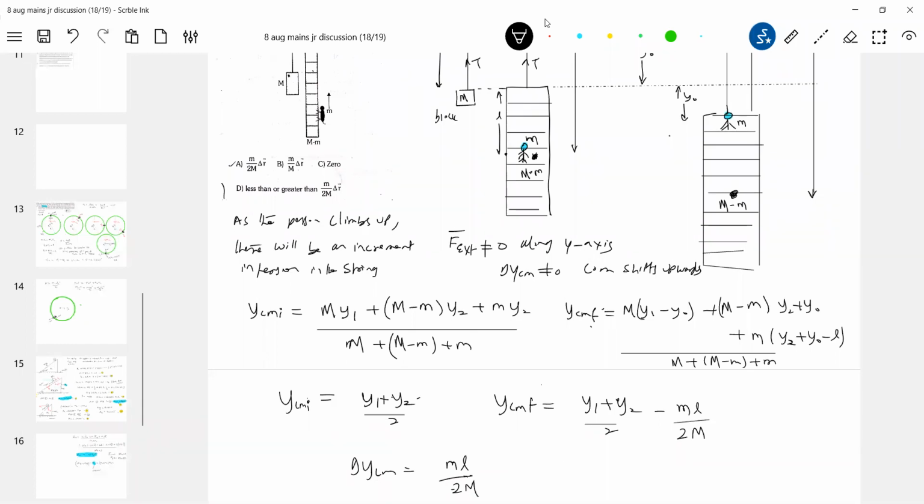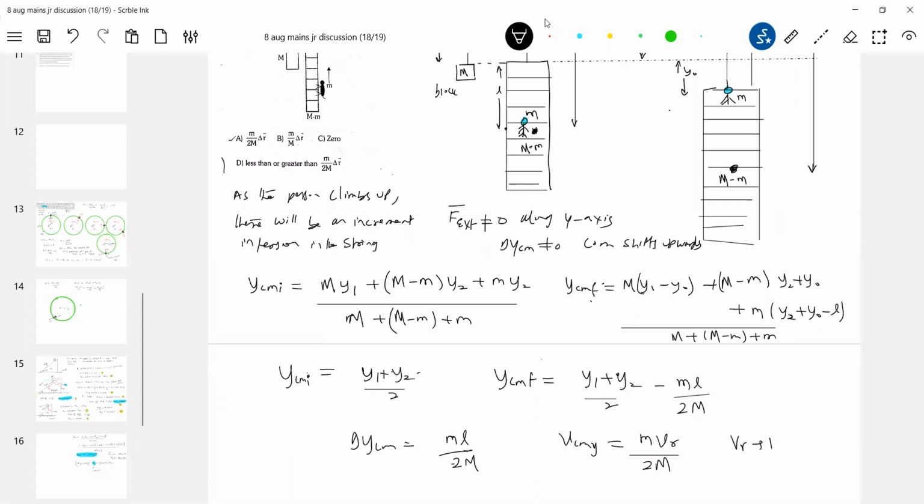If he climbs with a speed, can we calculate the velocity of the center of mass? m vr by 2M. If the person climbs up with a speed, then you have to differentiate, dL by dt, dYCM by dt. If a person climbs up the ladder with a speed vr, then what is the velocity of the center of mass? This one should be vCM. What is vr? The velocity of the person with respect to the ladder, not with respect to the ground. Relative velocity of the person with respect to this. If he climbs up the ladder with a speed vr, then the velocity of the center of mass will ascend upward with this much.